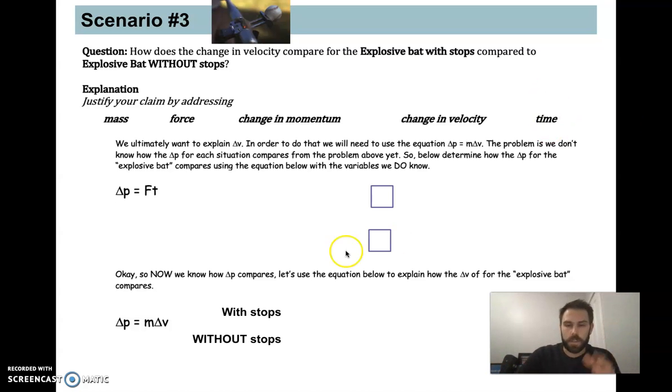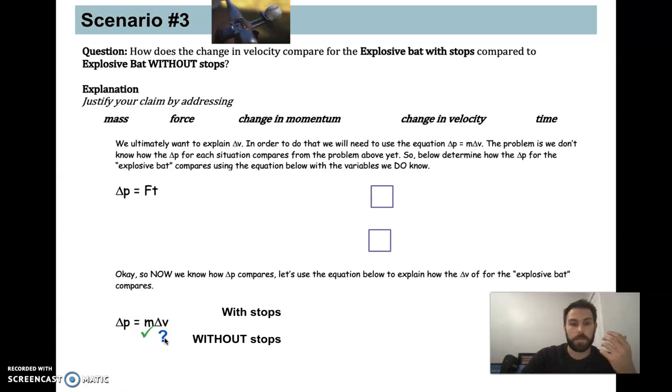All right, now ignore these animations that came here. I just forgot to put them in the right order, but I want us to focus on this one with the question mark right here. So our goal is to figure out how the change in velocity compares for the bat hitting the baseball with and without stops.